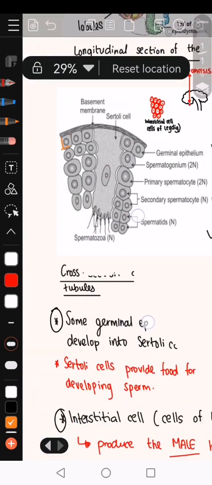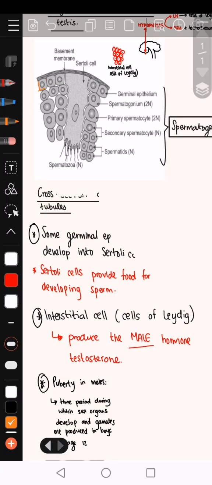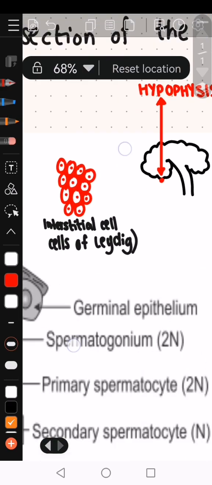I just want to touch on something here. I don't really like to touch on the stuff that is not really asked, but the seminiferous tubules are surrounded by connective tissue, right? And this connective tissue contains interstitial cells, like in between cells. Now I need to touch on this type of interstitial cell that is known as the cells of Leydig.